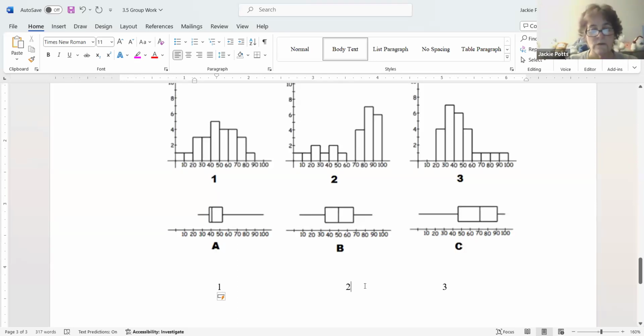Well, you all should be screaming C at me. Looking at 3, see how, I tried to draw the bell, it's drawn to the right. This one is skewed right. So I need a whisker that is the longest on the right. And that goes to A. That means that B matches to 1.